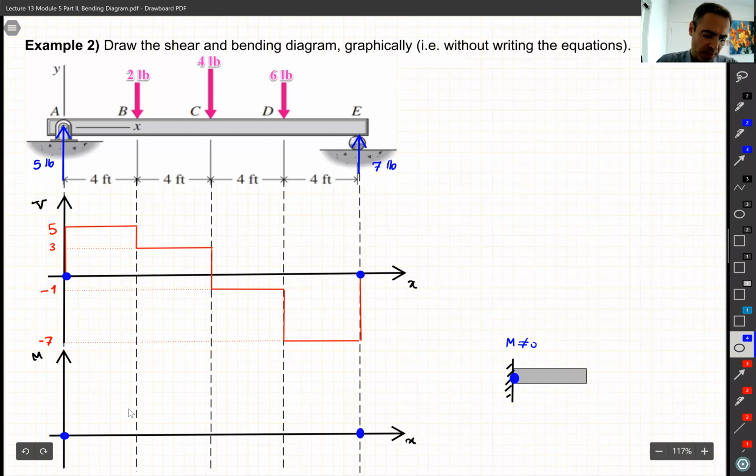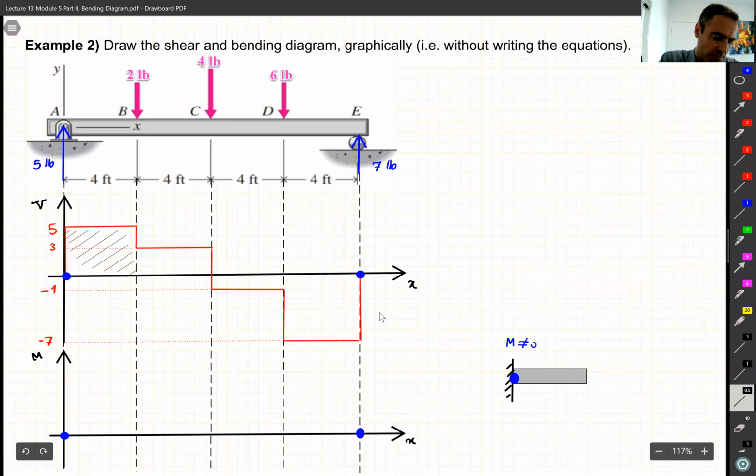So we need to find M for 3 more boundaries, like the one in the middle and the 2 sides. All right, let's see if we can do that. So what is the area here? 5 multiplied by 4, it's plus 20. So it is plus 20. Let me use another color.